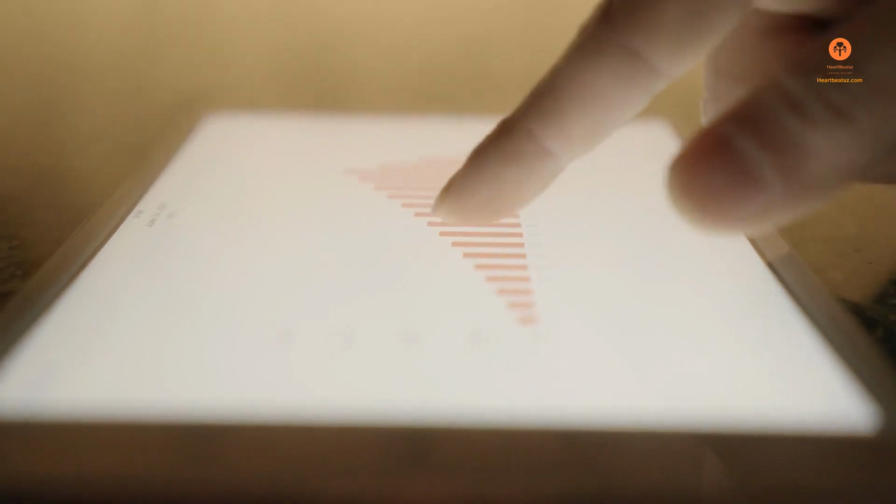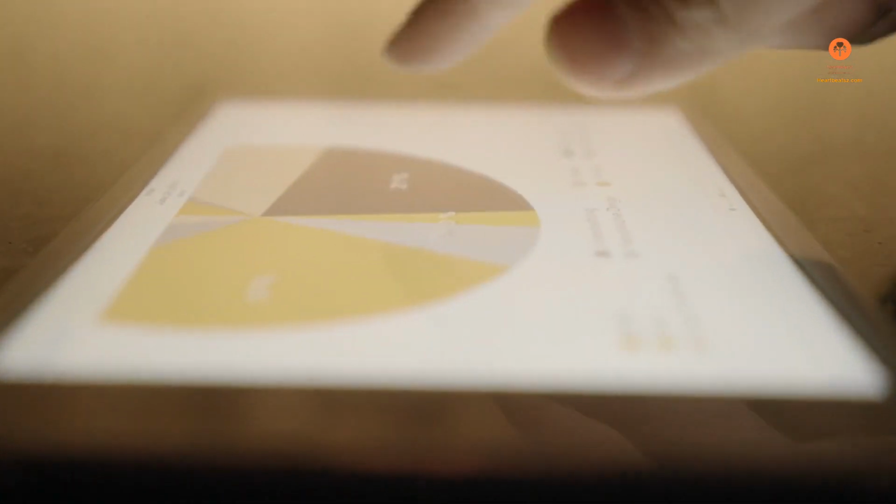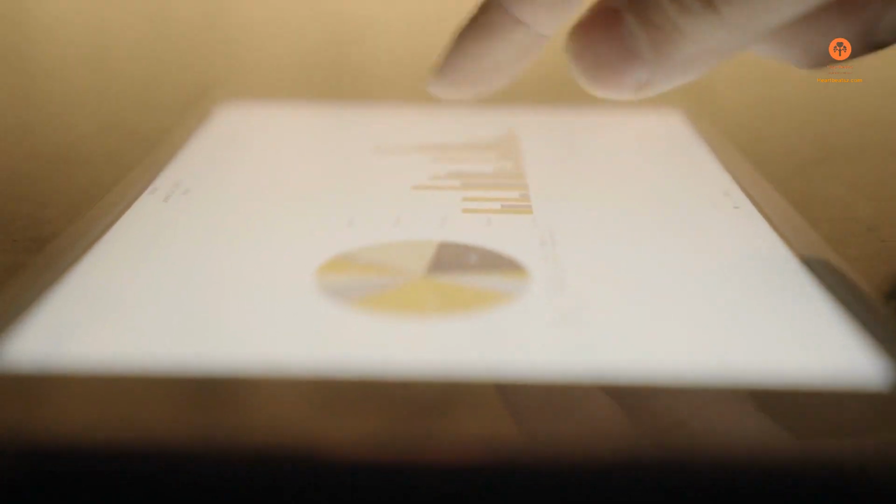Pie charts: slices, wedges, segments, portions, proportions, etc. Tables: rows, columns, cells, entries, categories, variables, etc. Diagrams: components, elements, stages, processes, flow, sequence, etc.